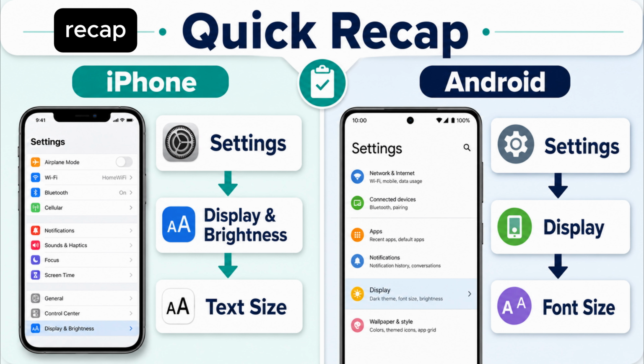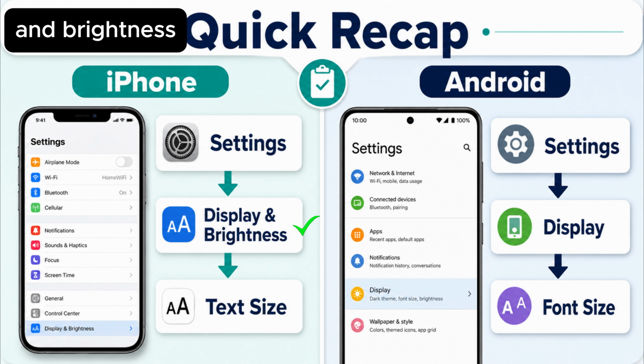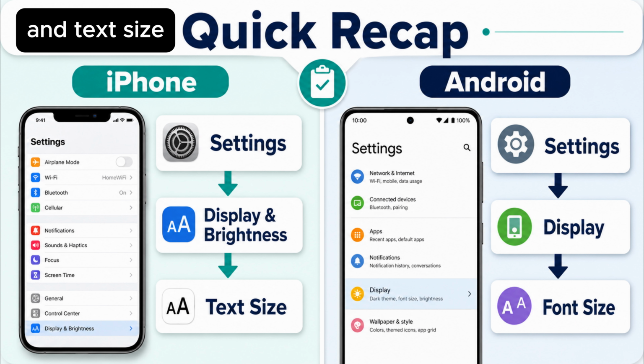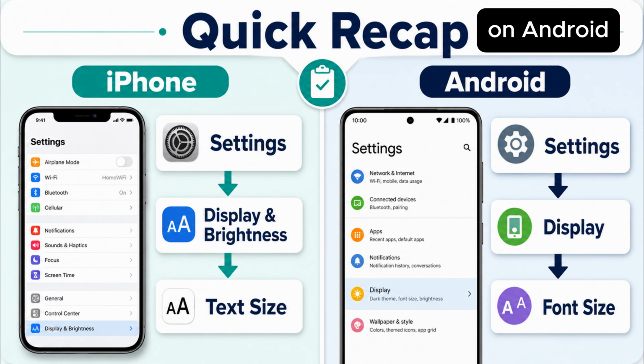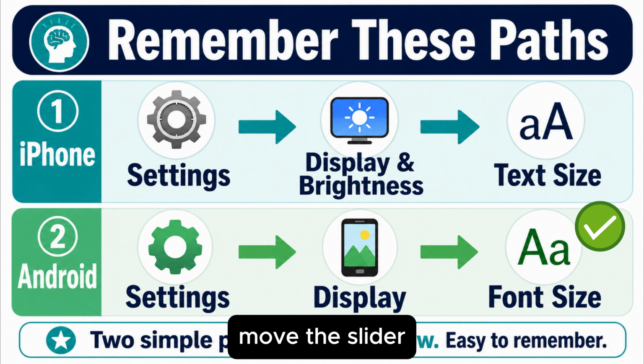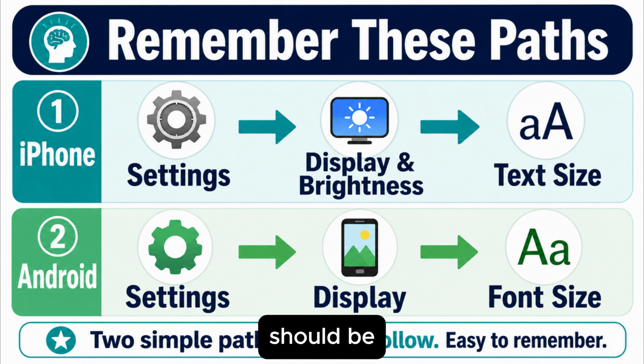Let's quickly recap. On iPhone, go to Settings, then Display and Brightness, then Text Size. Move the slider to make the text bigger. For even larger text, go to Settings, then Accessibility, then Display and Text Size, then Larger Text. On Android, go to Settings, then Display, then look for Font Size and Style, or Display Size and Text. You can also search inside Settings for font size. Move the slider slowly and test the result. Now your phone should be easier to read.